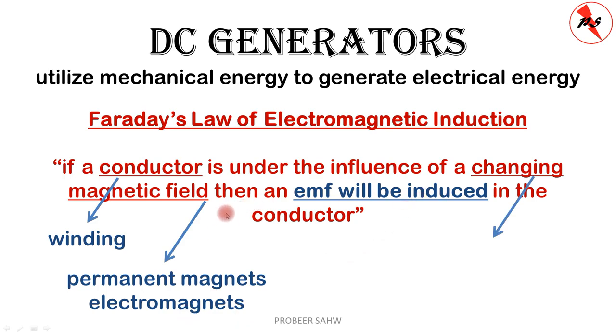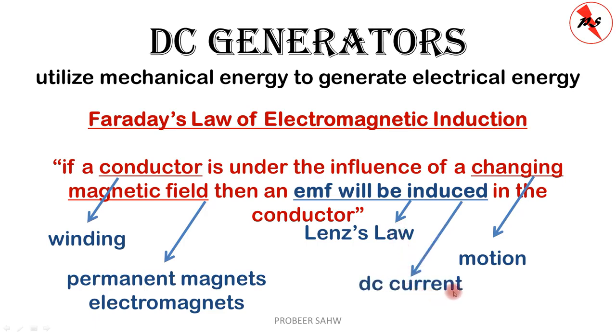Now to produce this effect of changing magnetic field, we produce a motion in this winding. So we set this winding in motion. Then according to Faraday's law of electromagnetic induction, an EMF will be induced in the direction governed by Lenz's law. And if we connect an external circuit to the DC generator, a DC current will flow whose direction is given by Fleming's right hand rule.